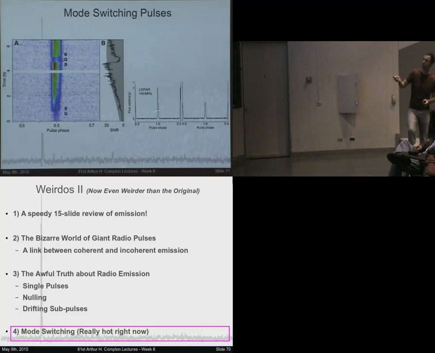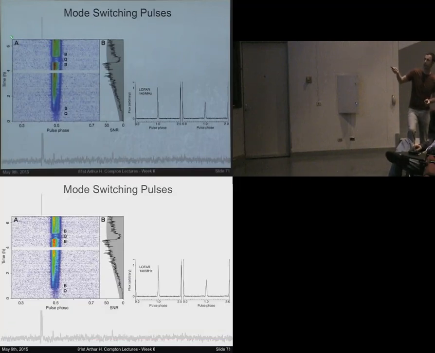Not quite null, it's still there. But then it switches on, and then it's on. This here is some instrumental failure. This is not the pulsar, this is that they switched off the telescope or switched on the microwave or something like that. And then here's a very, very clear theory of the mode switching.